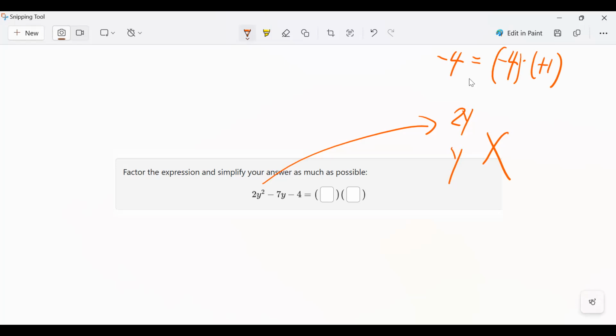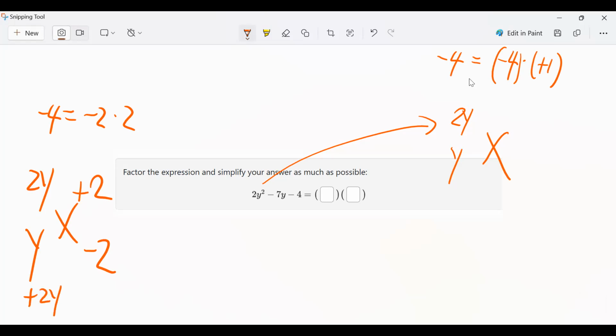If you try 2 and 2 first, let's say you try negative 4 equals 2 times negative 2, you will see it will never work. So you put negative 2 here, or 2 here, then you get 2 times y is 2y, or negative 2 times 2y is negative 4y. That's negative 2y. You see, it's not even close, right? That means it's not working, so that's why you're going to try negative 4 times probably 1. Negative 4 goes here, probably 1 goes here.